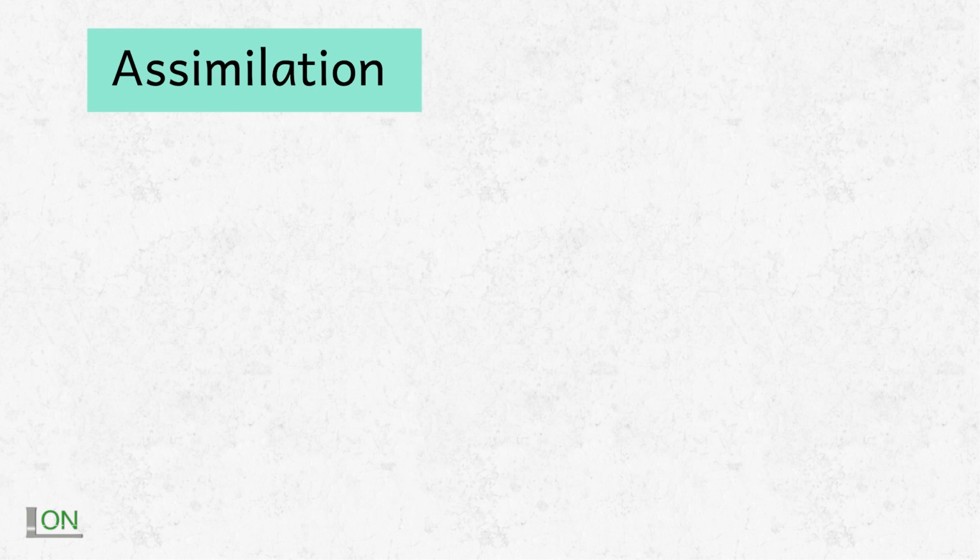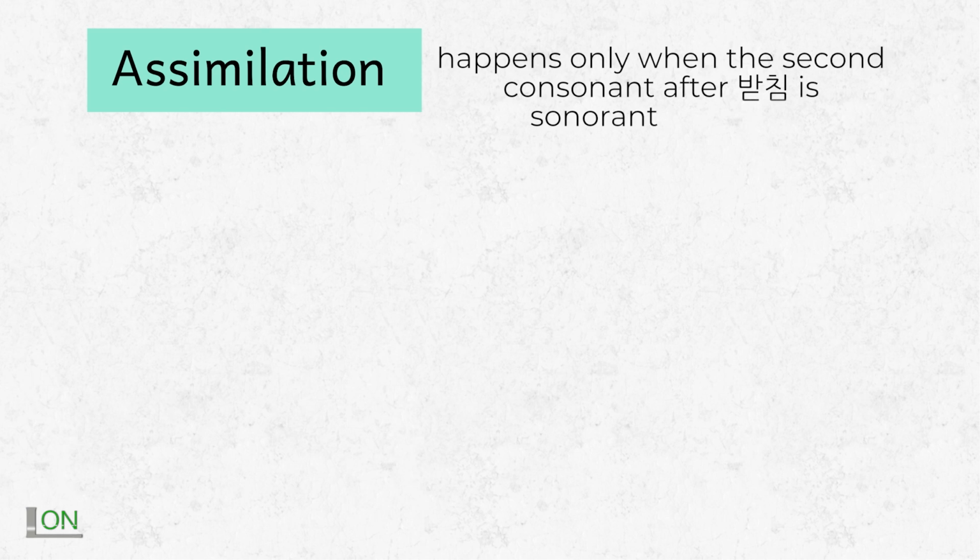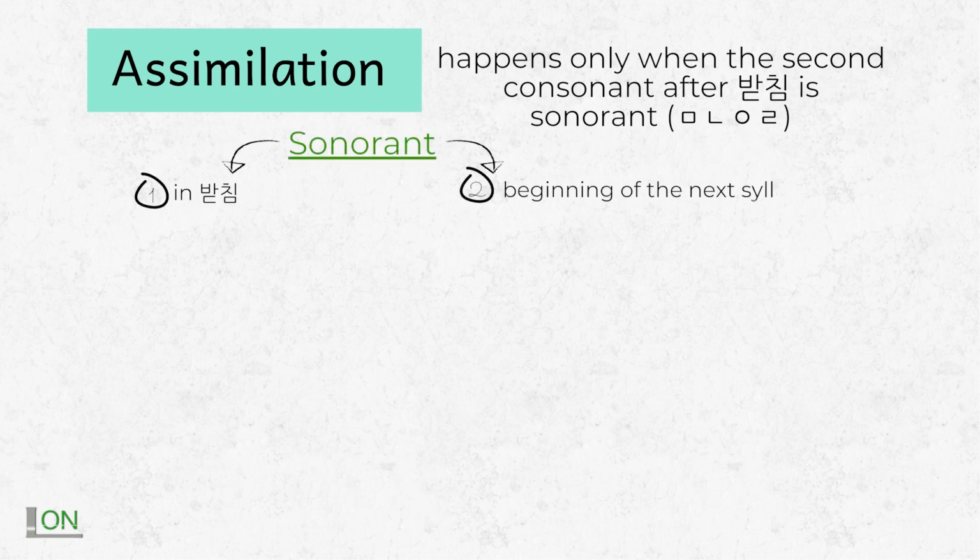Now let's talk about assimilation. First of all, what is assimilation? Assimilation is a sound change where some phonemes, typically consonants or vowels, change to be more similar to other nearby sounds. Assimilation in Korean happens only when the second consonant after 받침 is sonorant. It's m, n, r. So the first letter in 받침 will be sonorant, and the second letter at the beginning of the next syllable is going to be sonorant too.